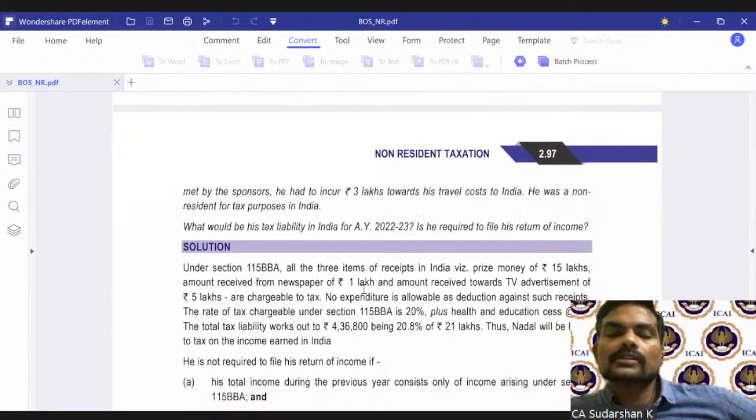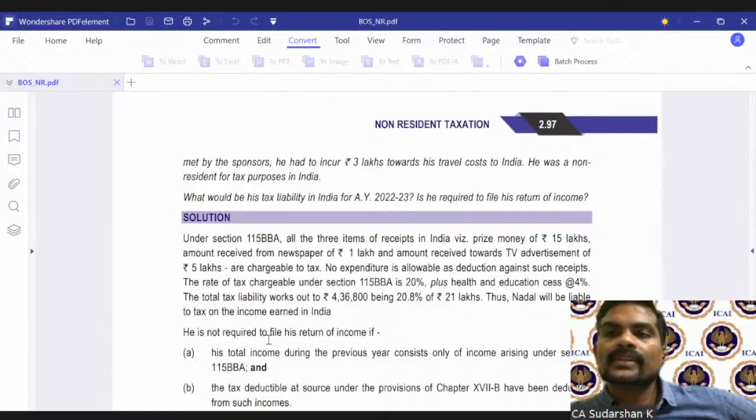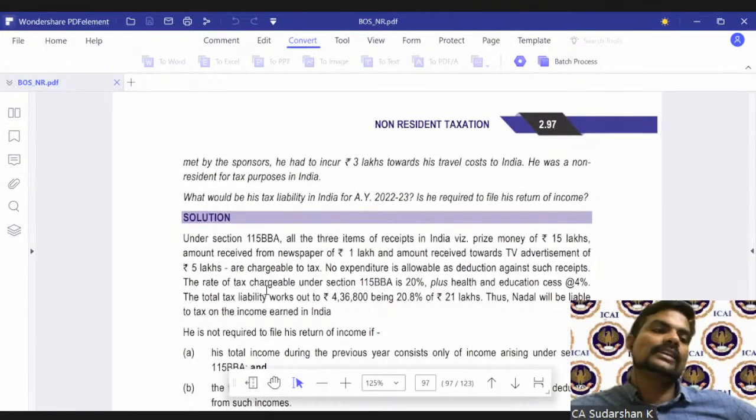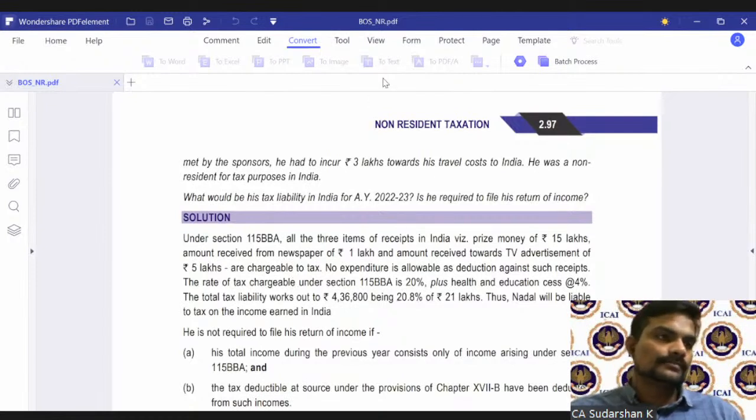Now, does he need to file his return of income? He need not file, provided his income is only from 115BBA and tax has been deducted under section 194E to that effect. If both have been done, then there is no need for him to file his return of income.